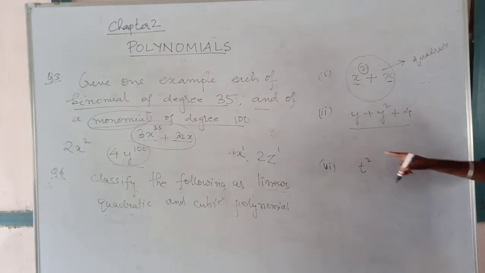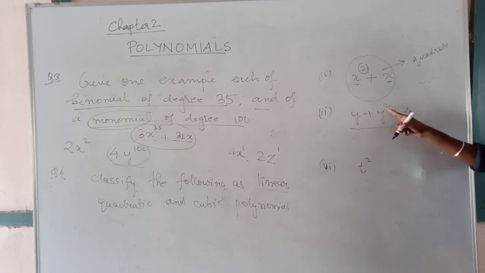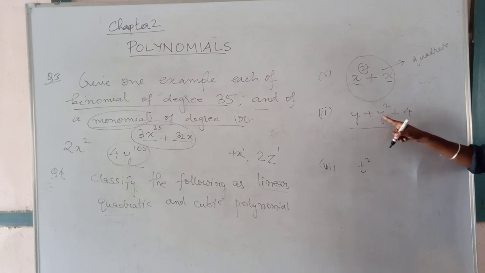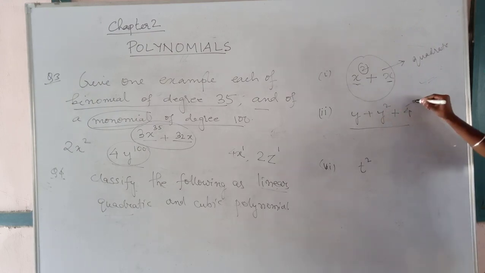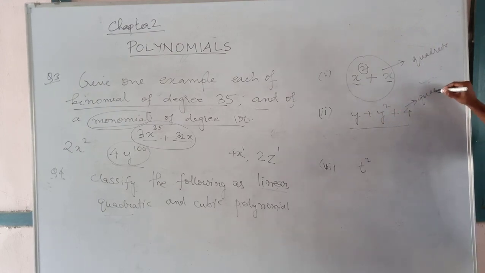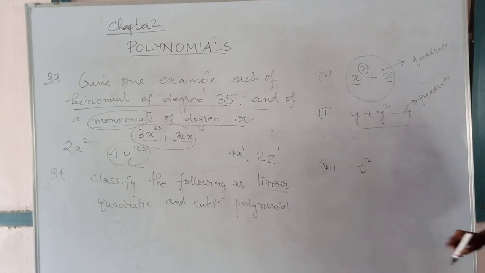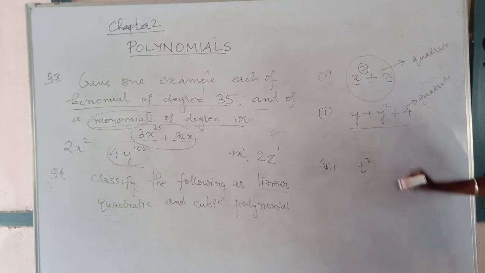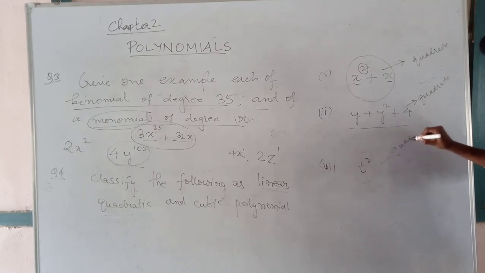Let us see question number 2. Y plus y square plus 4. Y is the variable and the highest power is how much? 2. So we can also call it the same, that is quadratic. T square, highest power is how much? 2. So we can also call it quadratic.